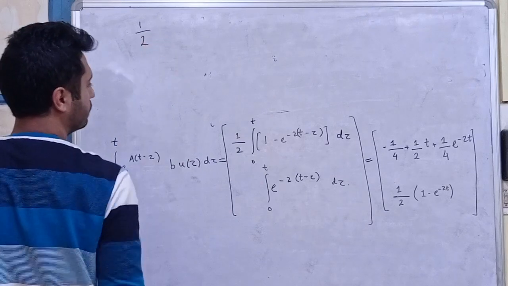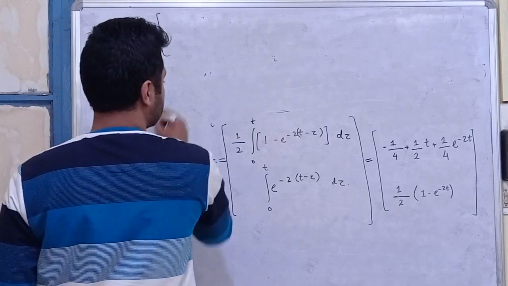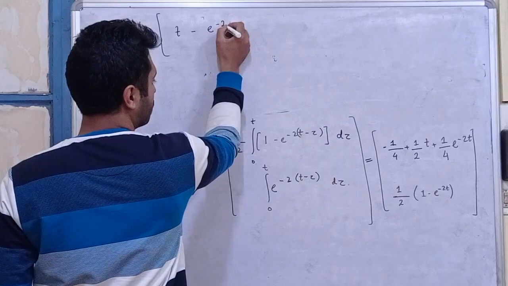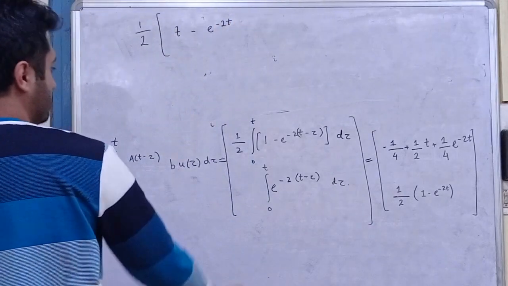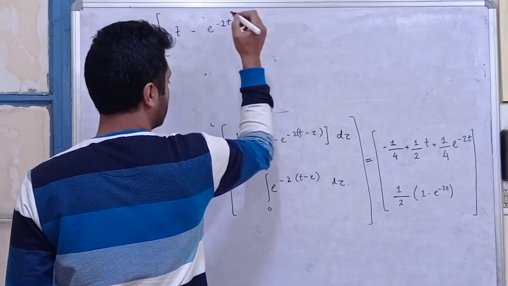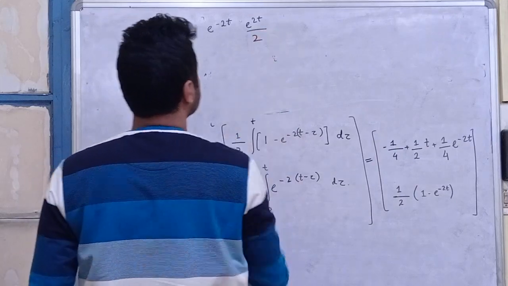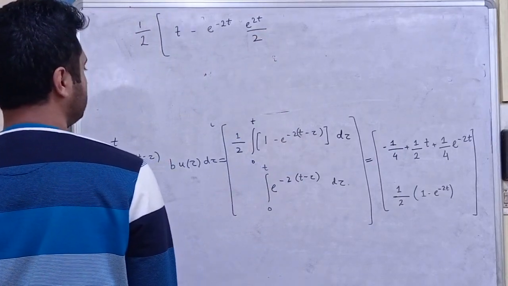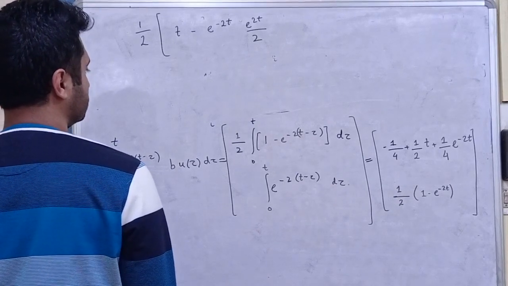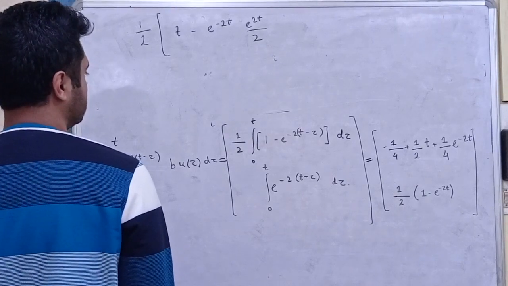First, 1 by 2. This will be t. Take 1 by 2 outside. This will be t minus e to the power minus 2t, which you can take outside. You have to do the integration of e to the power 2 tau. That's equal to e to the power 2t by 2. No, 3 will not come.